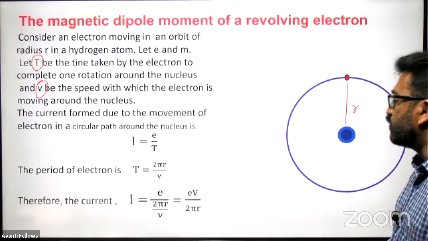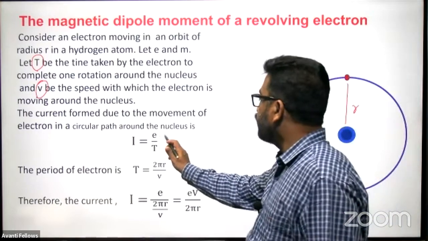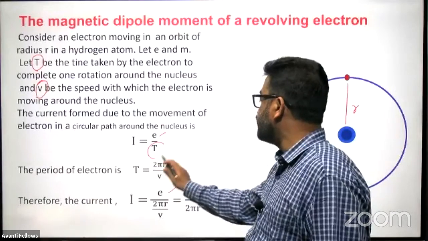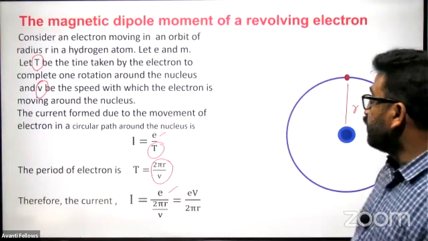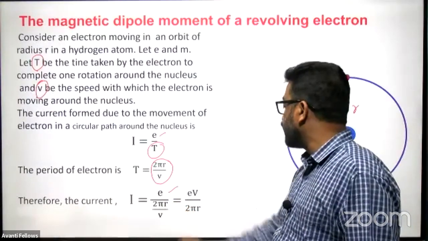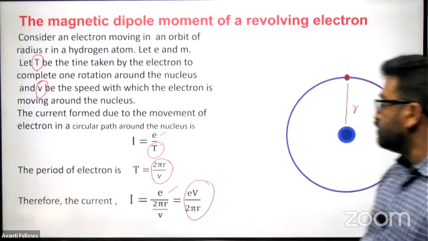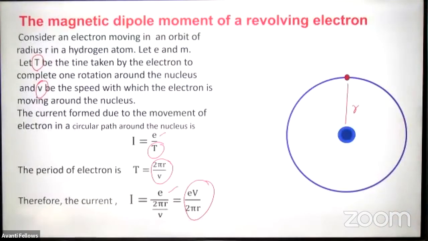Then the current will be equal to e by T. E is as it is. Instead of T we write 2 pi R by v. Then we get e v by 2 pi R. Current equals e v divided by 2 pi R.